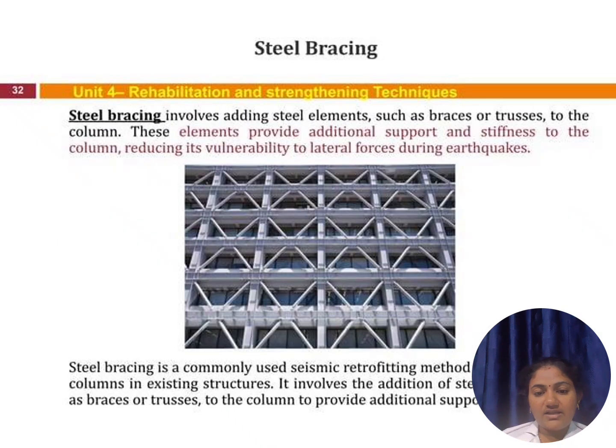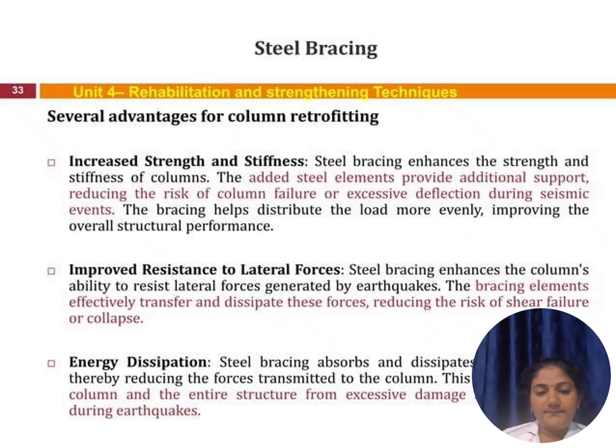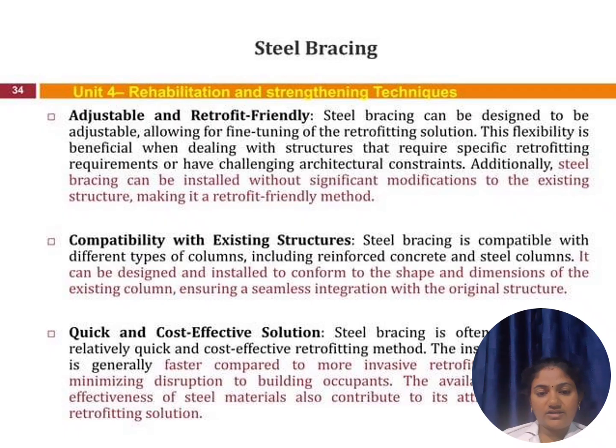And then steel bracing, or adding steel elements such as braces or struts, provides additional support and stiffness to the column, reducing damage during earthquakes. And advantages are improved strength and stiffness, improved resistance to lateral force, and energy dissipation, where the energy transmitted to the column during the earthquake is absorbed and dissipated. And it is a quick and cost effective solution, adjustable and retrofit friendly.